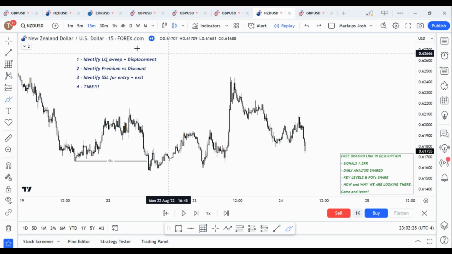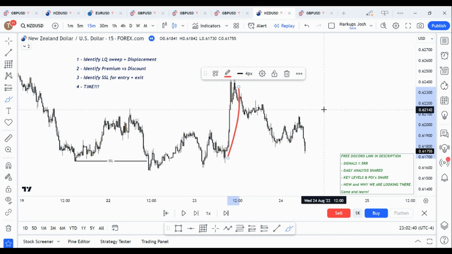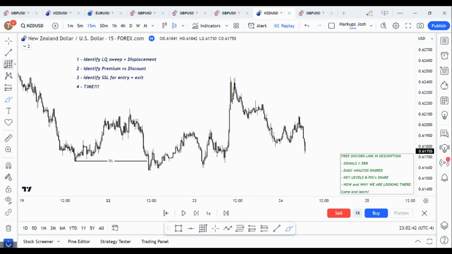Number one, we're going to be identifying a run on liquidity, a liquidity sweep plus displacement. So you can see here, we've taken out this short-term low, and we have a rather large displacement to the upside. Number two, we're going to be identifying our premium versus discount of the range.